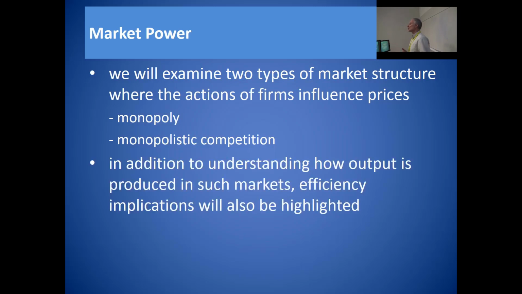But as well as looking at how these markets operate and how firms decide upon the output that they're going to produce, what I'm also going to highlight for you are the efficiency implications of these types of market structure. And in particular, we're going to set the scene when we look at monopoly. We're going to compare it and contrast it against the scenario of perfect competition. What happens when there is a complete absence of market power? What does that mean for the efficiency of these markets?